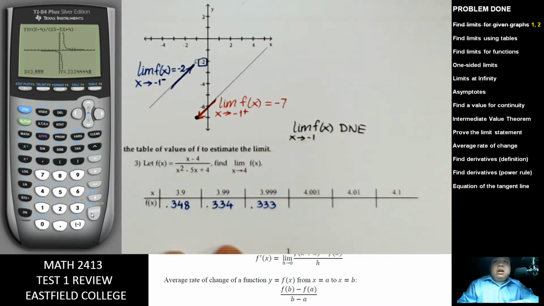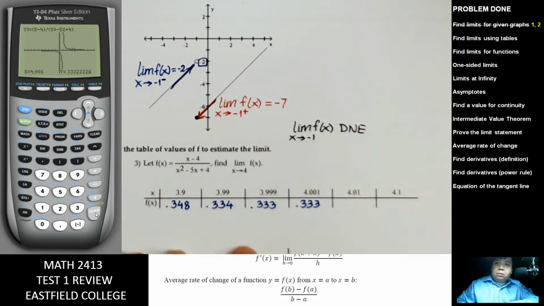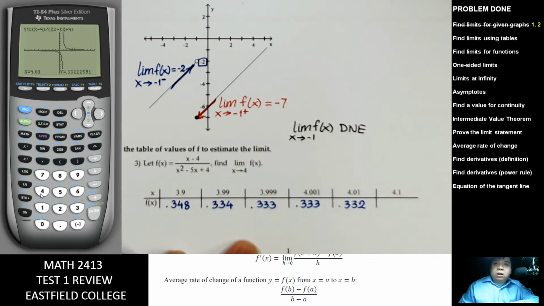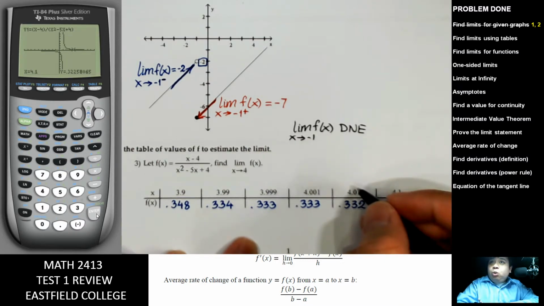And we do the same thing for the other side, 4.001, 4.01, and 4.1. Just hit the number for x, hit enter, and we have the y values, 0.323.